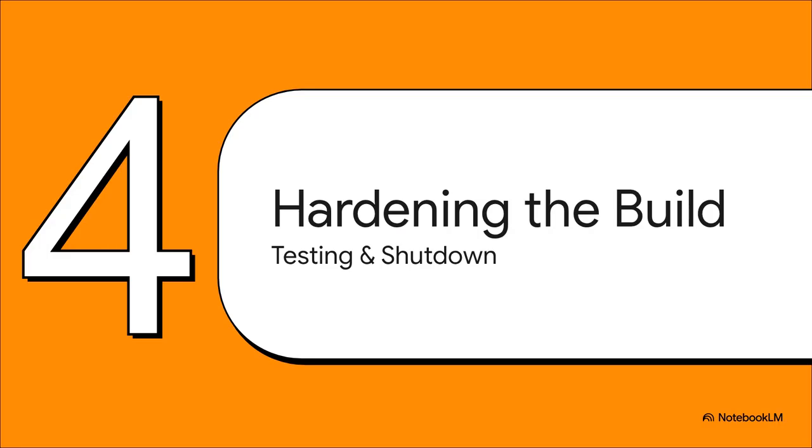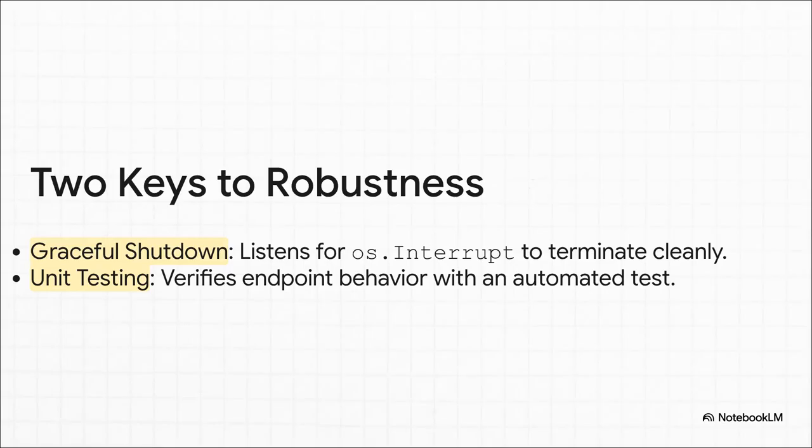Okay, so we've got a server. It runs. Awesome. But is it a good server? Is it robust? Is it professional? This is where we go from, "Hey, it works on my machine," to building something you could actually trust in production. And that comes down to 2 really critical features. First, a graceful shutdown. The server now listens for system interrupt signals, which lets it finish up any current request and clean up properly before it exits.